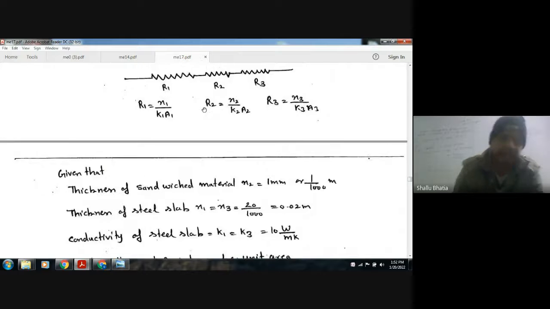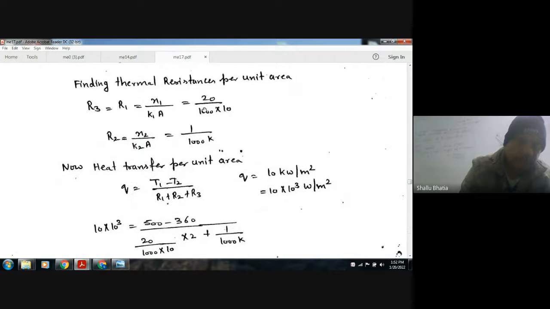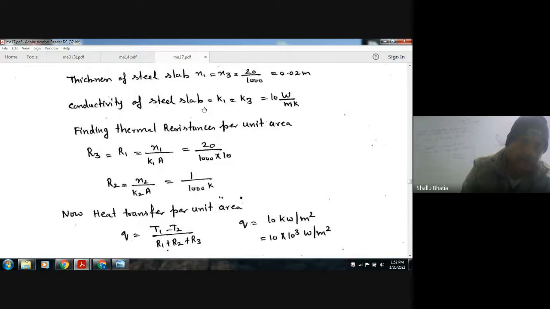Taking A as unity, we can have the values of R1 and R3 as 20 mm, that is 20 by 1000 divided by 10. Similarly, this will be R1 and this will be R3. R2 has 1 mm thickness, so 1 by 1000.